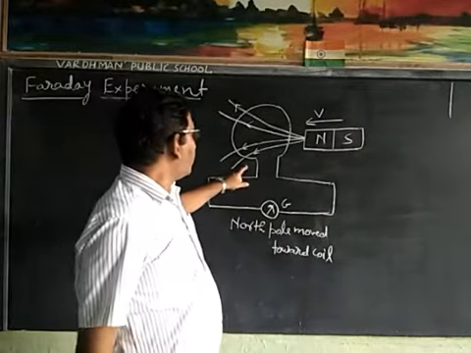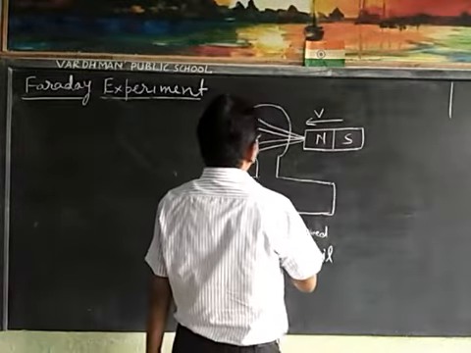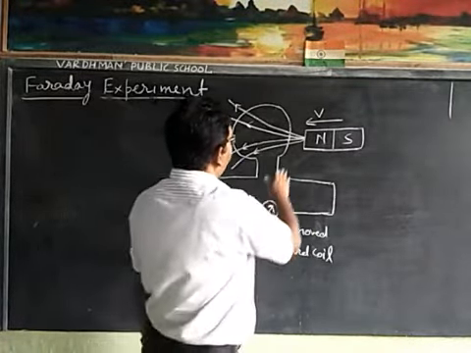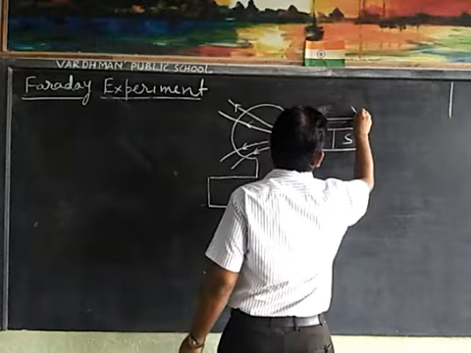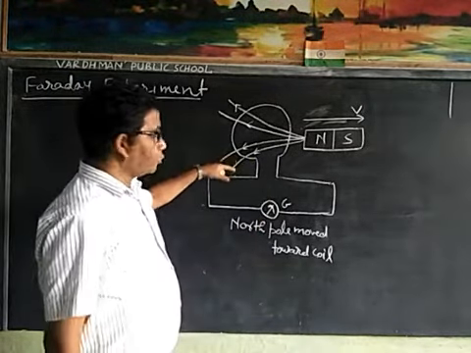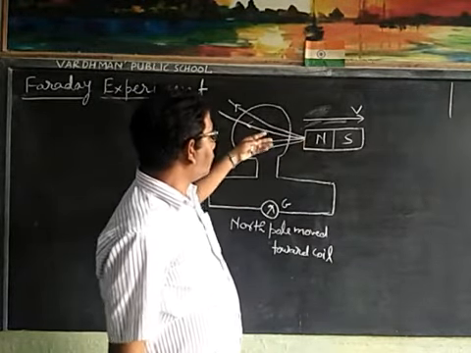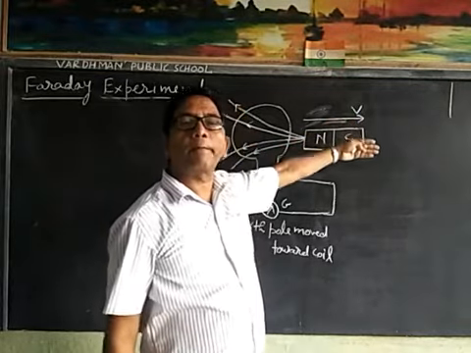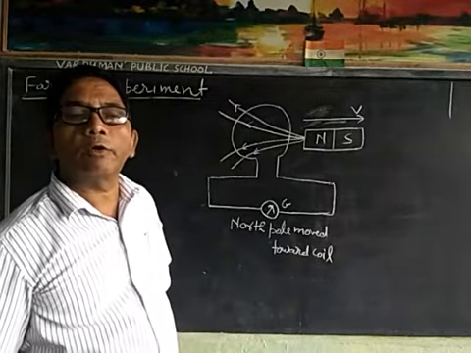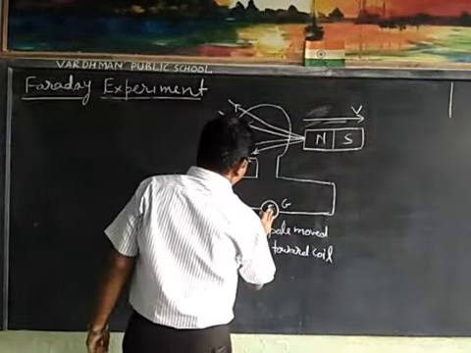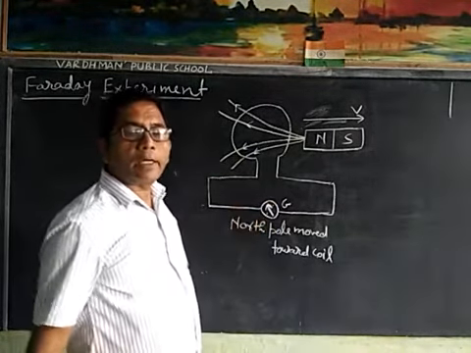Now this is the first case. In the second case, you should draw the next diagram, and you should move the north pole of the magnet away from the coil. When the north pole of the bar magnet is moved away from the coil, the galvanometer shows deflection in the left side.